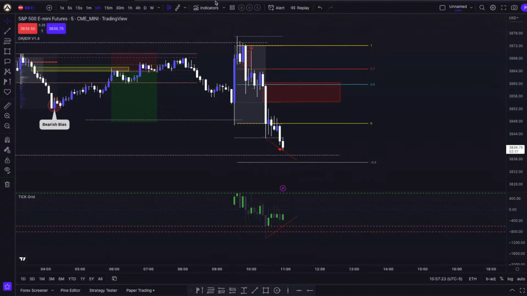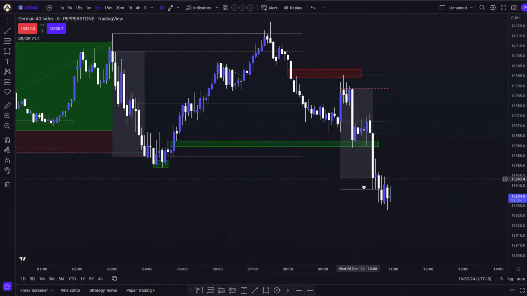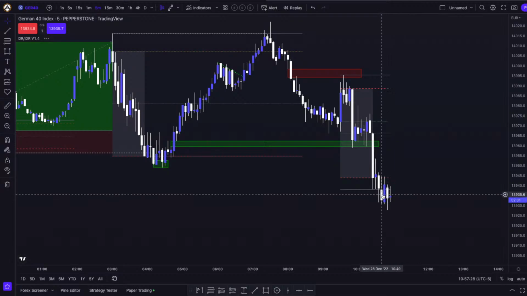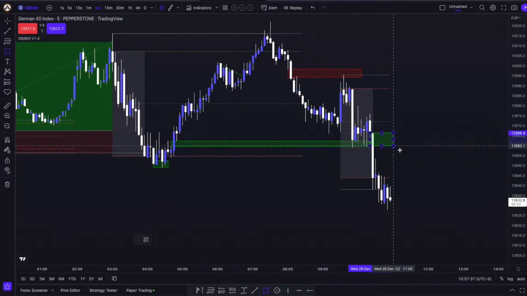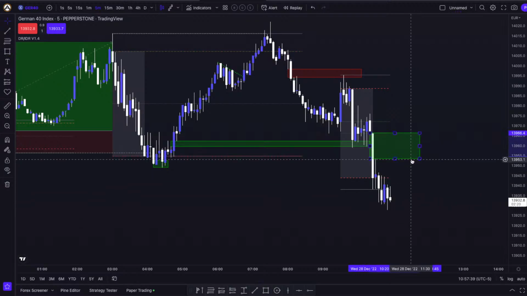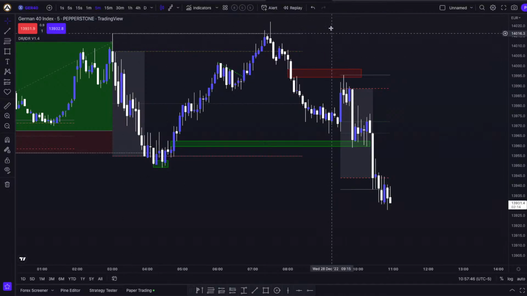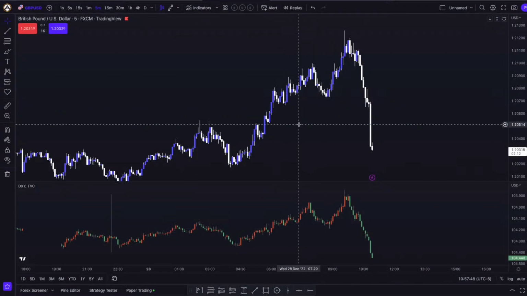Let's go over to German 40 and see what we're looking at here. Consolidation below the DR low, but we also now have the confirmation with a bearish bias. We have this bearish fair value gap that's also waiting for us right up high here. But I'm not looking forward to trade the DAX. Especially not the CFD version. So I'm just going to close this chart for now here.